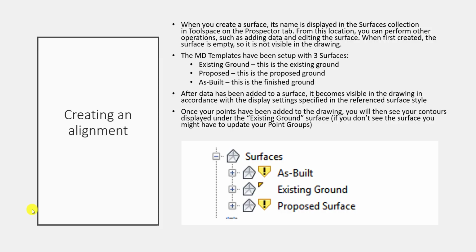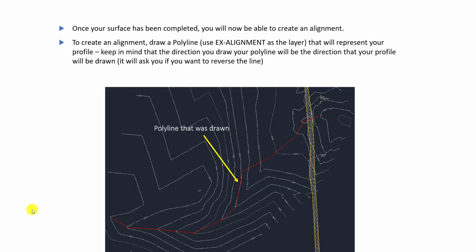First thing you have to do is create a surface. So you have to work off of a surface in order to create an alignment and show a profile view. Back in training session number 4, I went over surfaces and how to create an existing ground surface and also a proposed ground surface. If you haven't done so, please do that prior to moving forward with this training. Once you have your surface completed, you can now create an alignment.